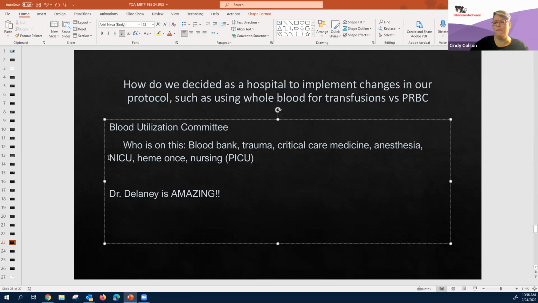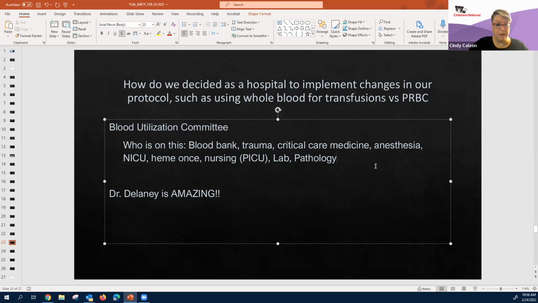Would the lab be involved in this, Jen? Oh yeah, labs there, blood banks there. Because I feel like with all the issues with labs and everything, that would be important. Yeah, labs there. Is transport on this? No, they're not, I don't think so. Pathology, obviously the pathologists are on there.